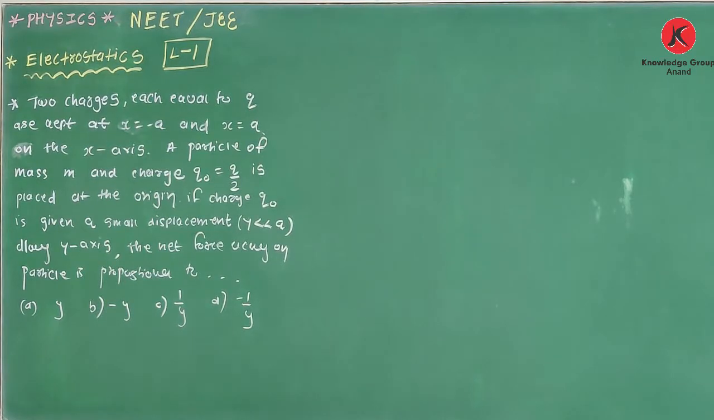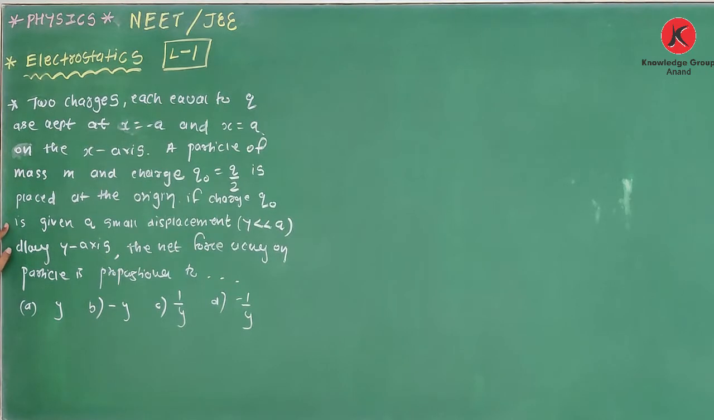See, next question. Two charges each equal to q are kept at x is equal to minus a and x is equal to a on the x-axis. A particle of mass m and charge q0 equal to q by 2 is placed at the origin. If charge q0 is given a small displacement y, very small compared to a, along the y-axis, then the net force acting on the particle is proportional to... See what is here.